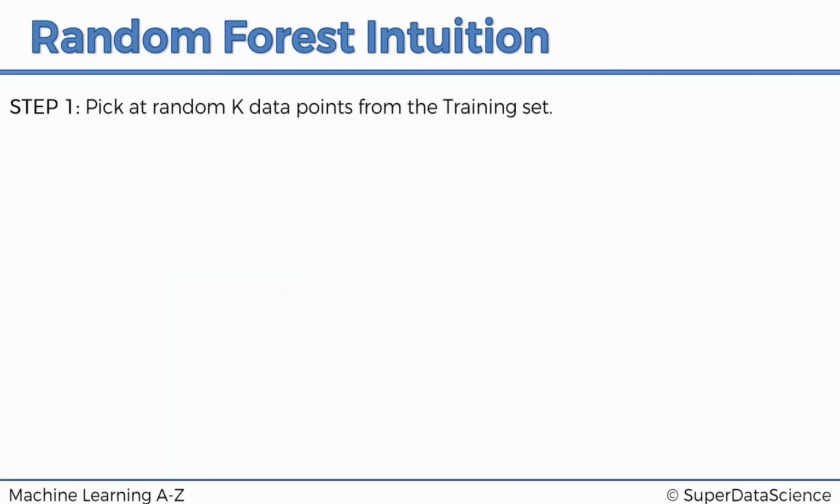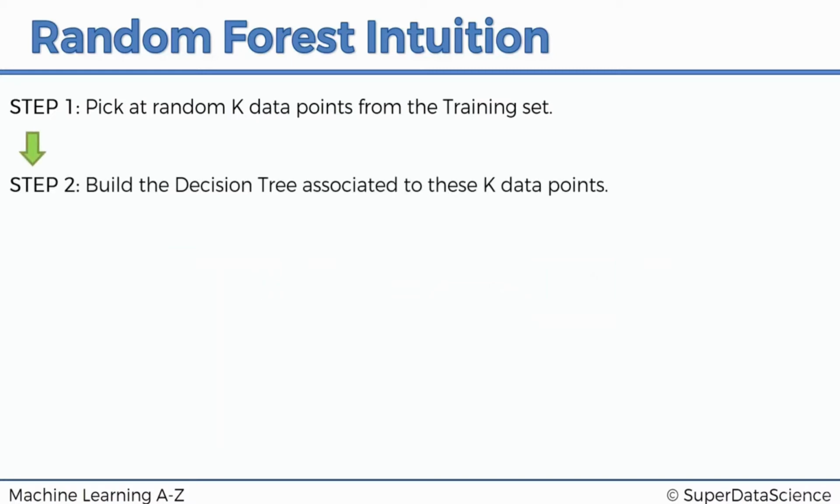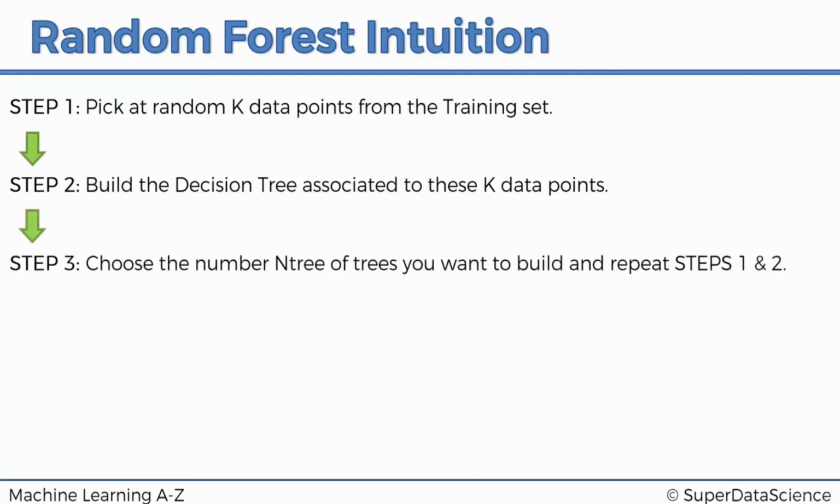So step one is you pick at random k data points from the training set. Then you build a decision tree associated to those k data points. So instead of building a decision tree based on everything you have in your data set, you build a decision tree just based on some of the data points that you have, kind of like a subset of all of your data set. Next, you choose the number of trees you want to build and you repeat steps one and two.